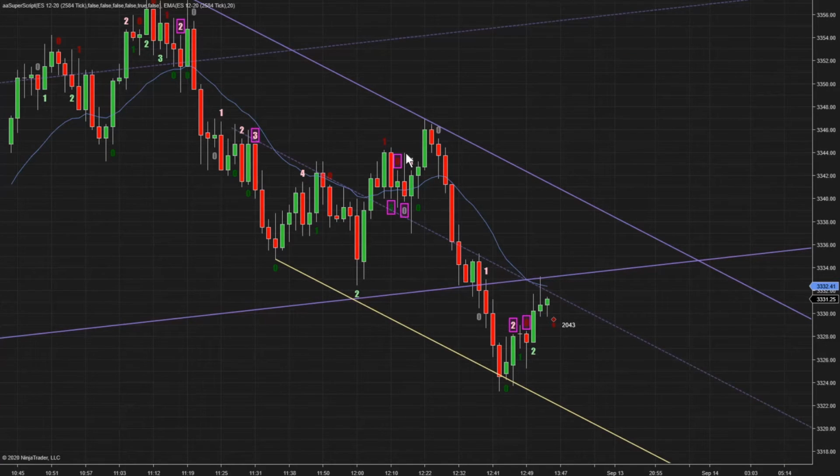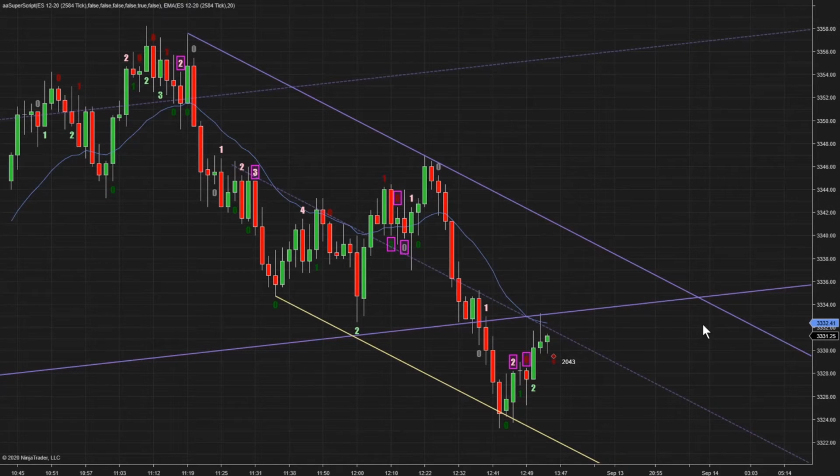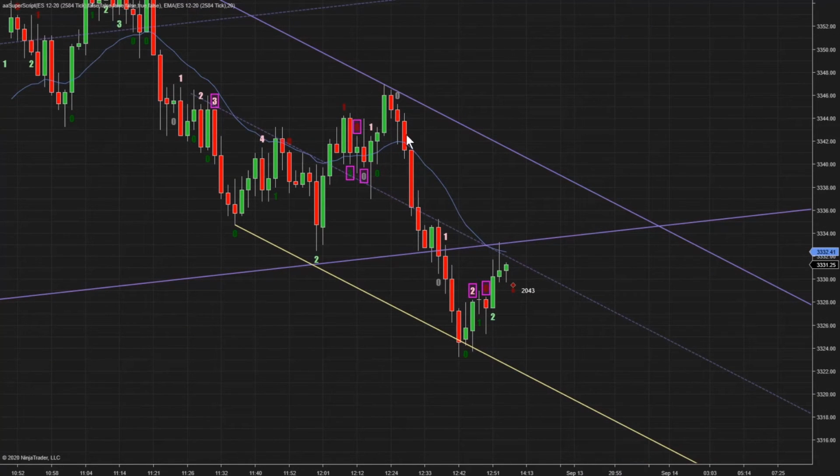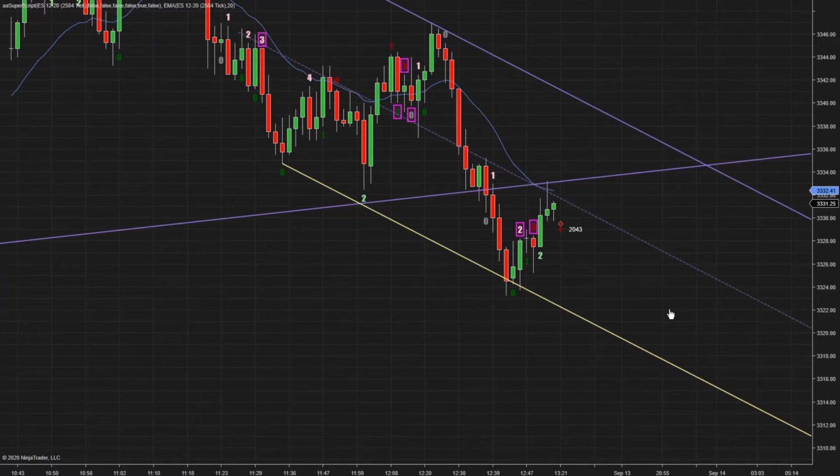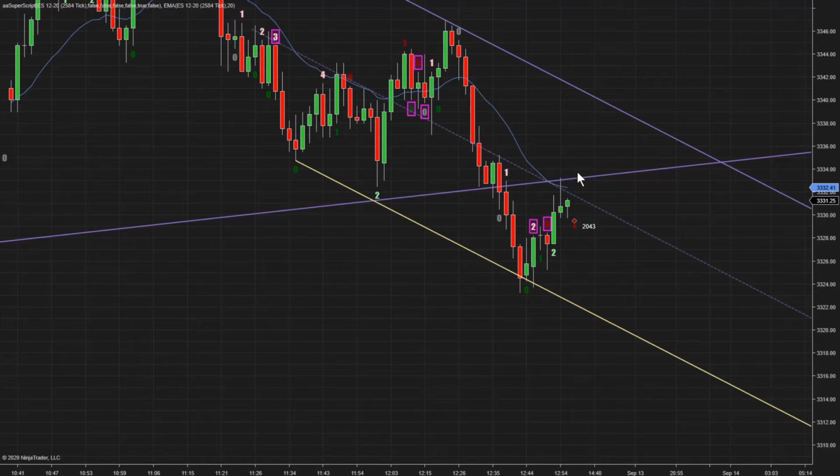And the overall story right now is, now we have a two-tier channel again. You can see the tiers by this dotted line, which is at the 50% level of the channel. And we had spiked all the way down to hit the bottom of this trend line. And now we are making an attempt to go upwards.